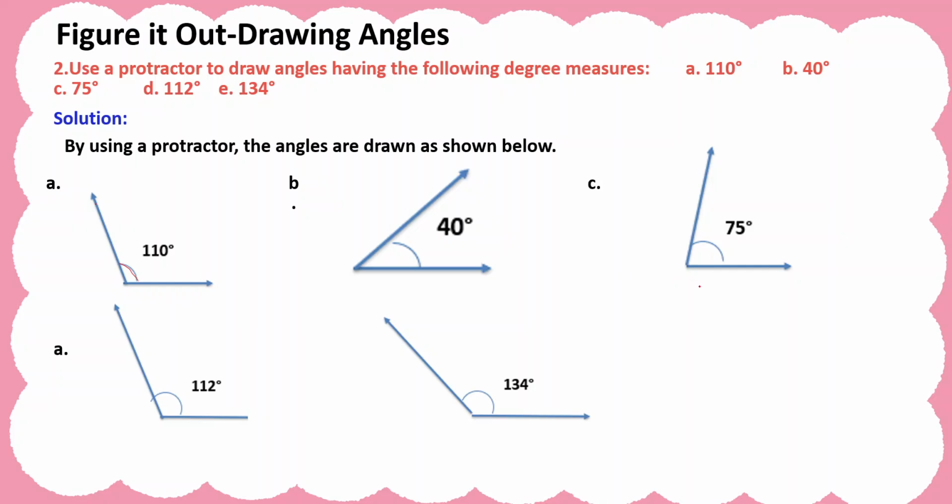C, 75 degrees. First we have drawn a straight line. Next we have drawn a 75 degrees slanting line. Then we rotated that angle as 75 degrees. Next one is D. For D, first we have drawn a straight line. Then 112 degrees. Next, E. For E, first we have drawn a straight line. Next we have marked 134 degrees using the protractor.